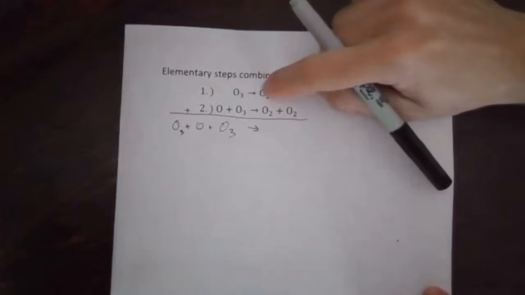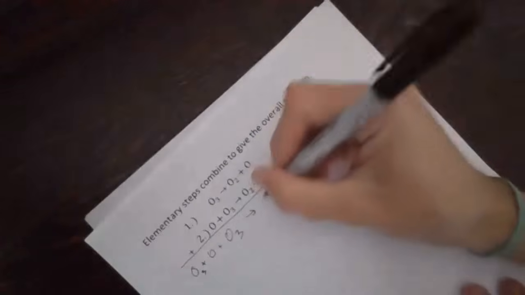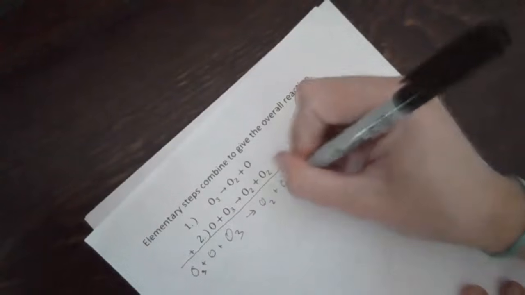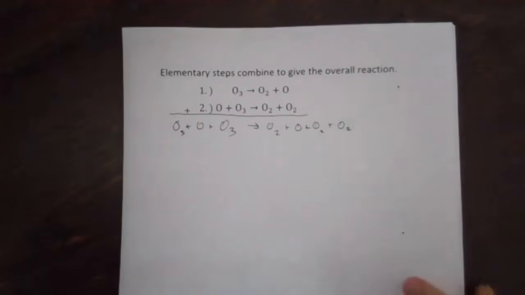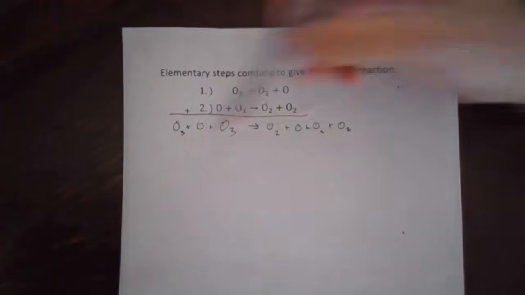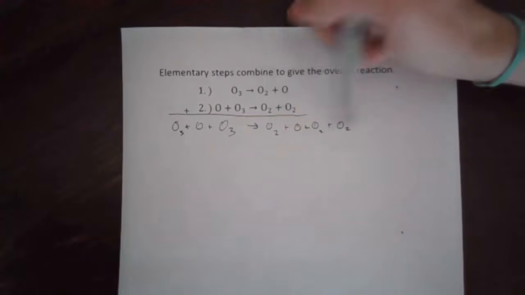And then over here I have the O2 plus O, O2 plus O2. So I'm going to keep all of those together: O2 plus O plus O2 plus O2. Now that I've got everything combined, I want to go through and find things that are basically the same. One of the things I can see is that I have O3 plus O atom plus O3 becoming O2 plus O atom plus O2.